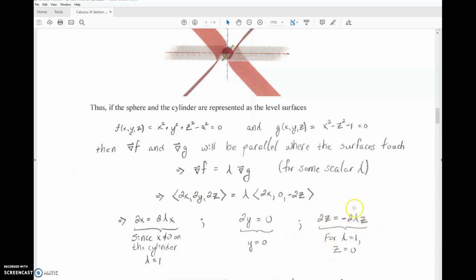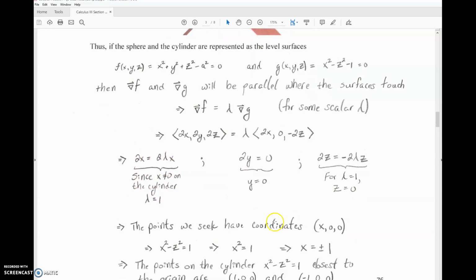So for lambda equals 1, that means that I get 2z equals minus 2z. That's not possible unless z equals 0. Now x is not equal to 0 on the cylinder, right, x can't be 0. So this means that 2x equals 2 lambda x, so lambda has to be 1. Okay, so for lambda equal 1, z has to be 0.